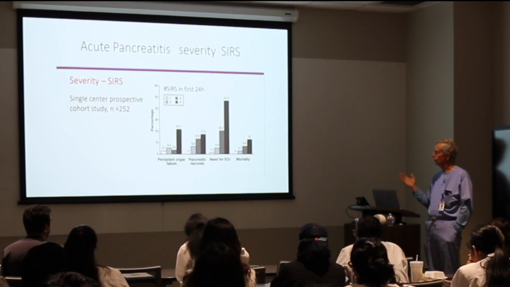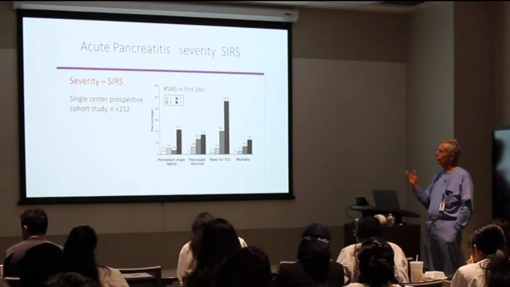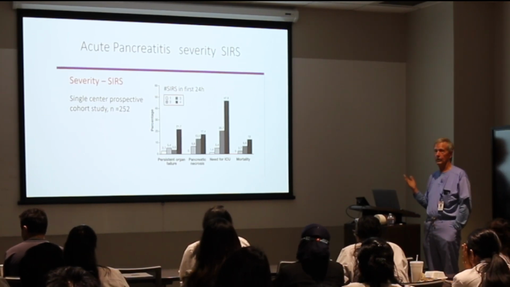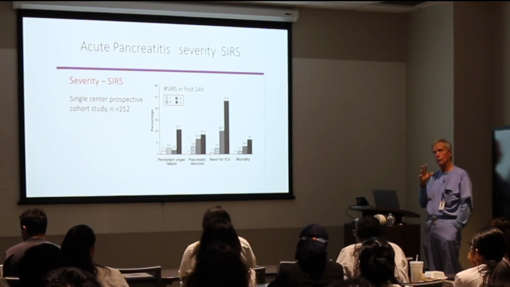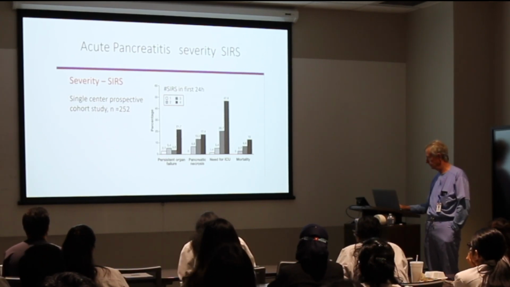The pancreatic necrosis story is also important. If you have 3 or 4 SIRS markers, the rate of the necrosis is much higher, which is going to speak to the later complications that you may be dealing with.